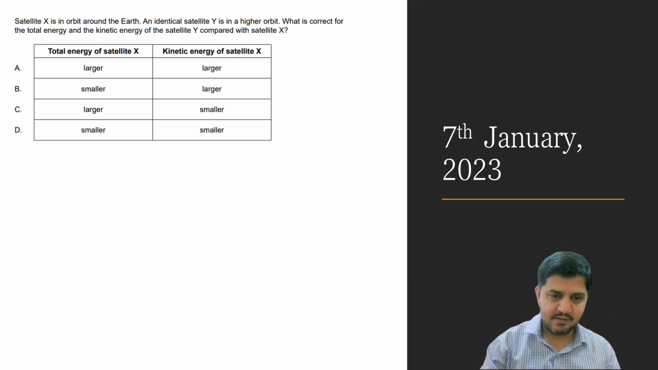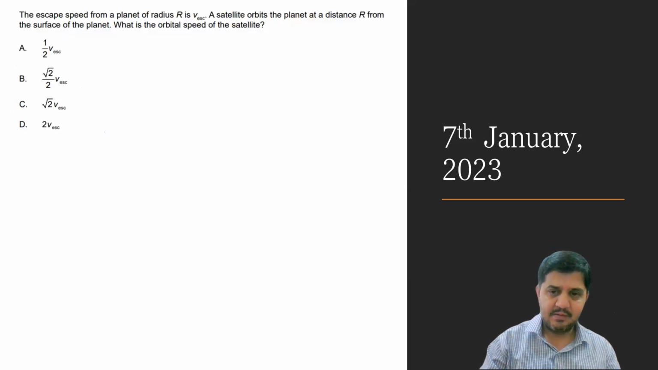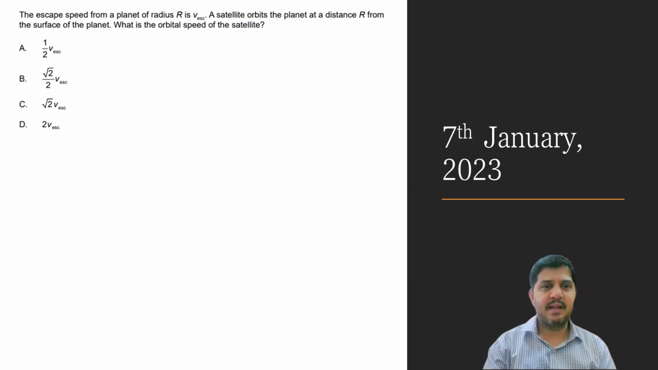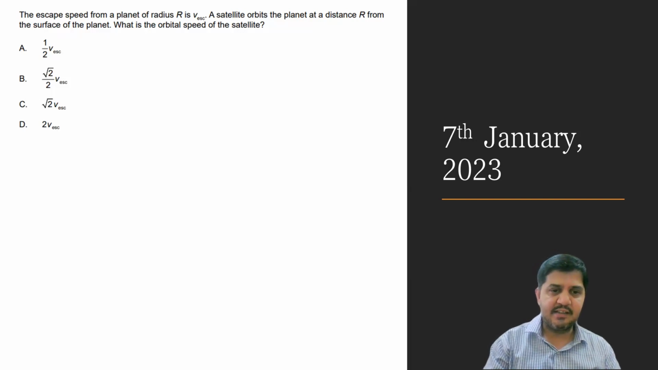Just a minute. Right, the escape speed of a planet of radius r is v escape. A satellite orbits a planet at distance r from the surface of the planet. What is the orbital speed of the satellite? Which means what? So initially, this is the Earth.